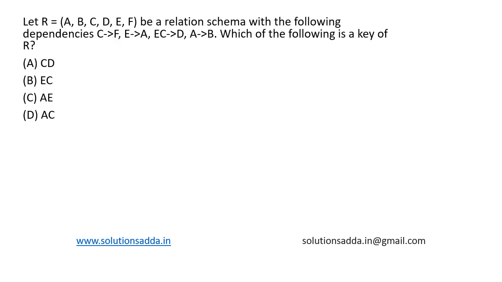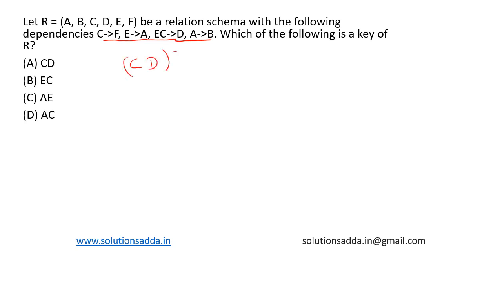This is a question from databases. Let R equal to A, B, C, D, E, F be a relational schema with the following dependencies. We have C derives F, E derives A, EC derives D, A derives B. Which one of the following is the key of R? So let's see how we can derive. Let's see the first option, CD.